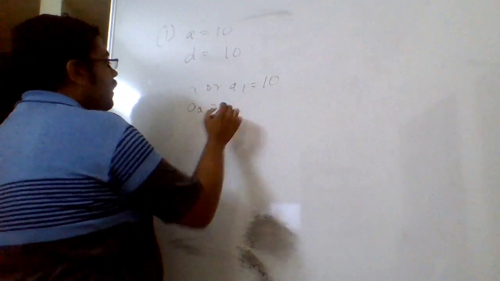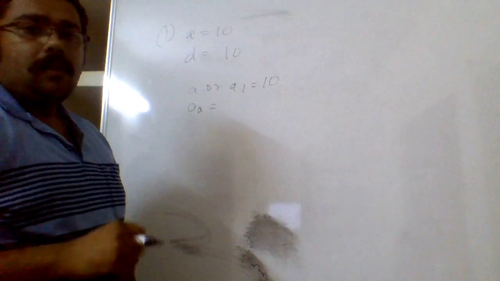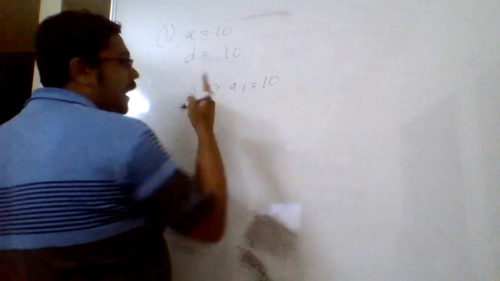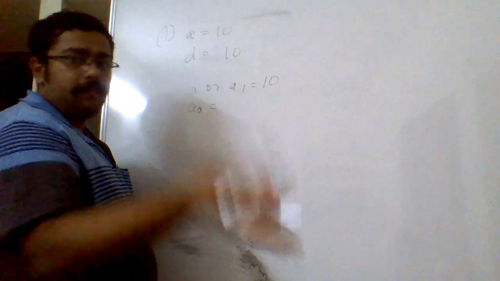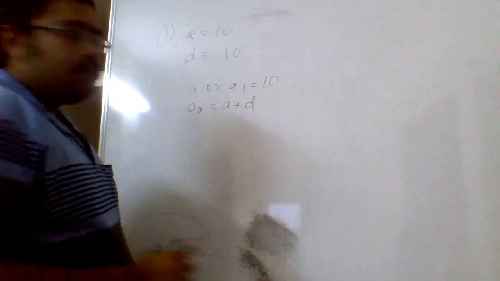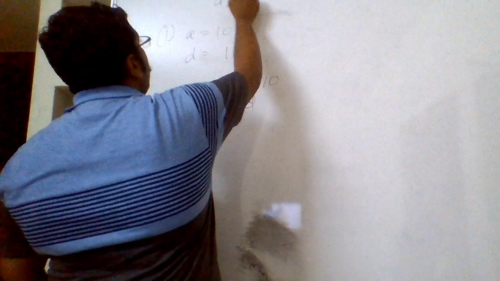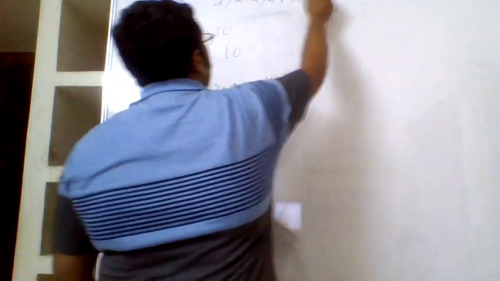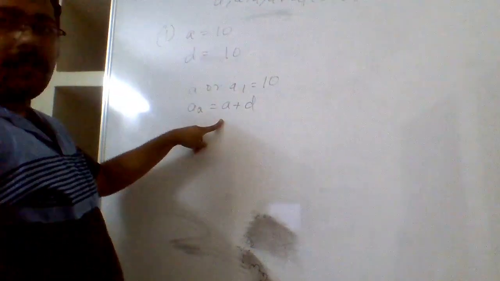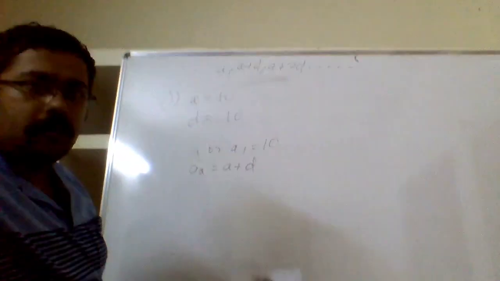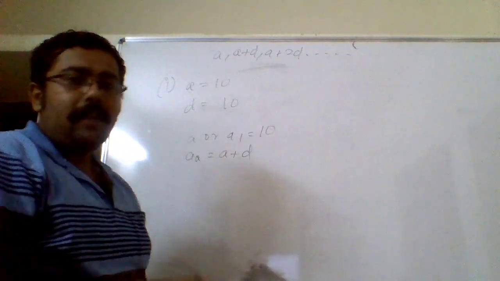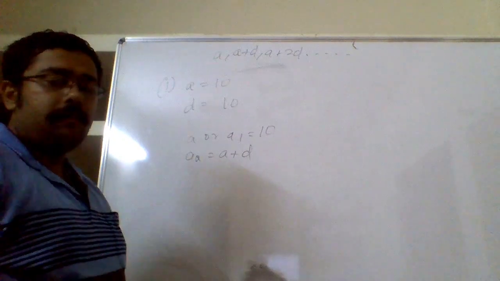Second term A2: there is a formula for A2. The general form is A, A plus D, A plus 2D. So you can write A2 as A plus D, because I gave you one series that A, A plus D, A plus 2D, etc. So the first term is A, the second term A2 can be written as A plus D, the third term A3 can be written as A plus 2D, and the fourth term A4 is equal to A plus 3D.